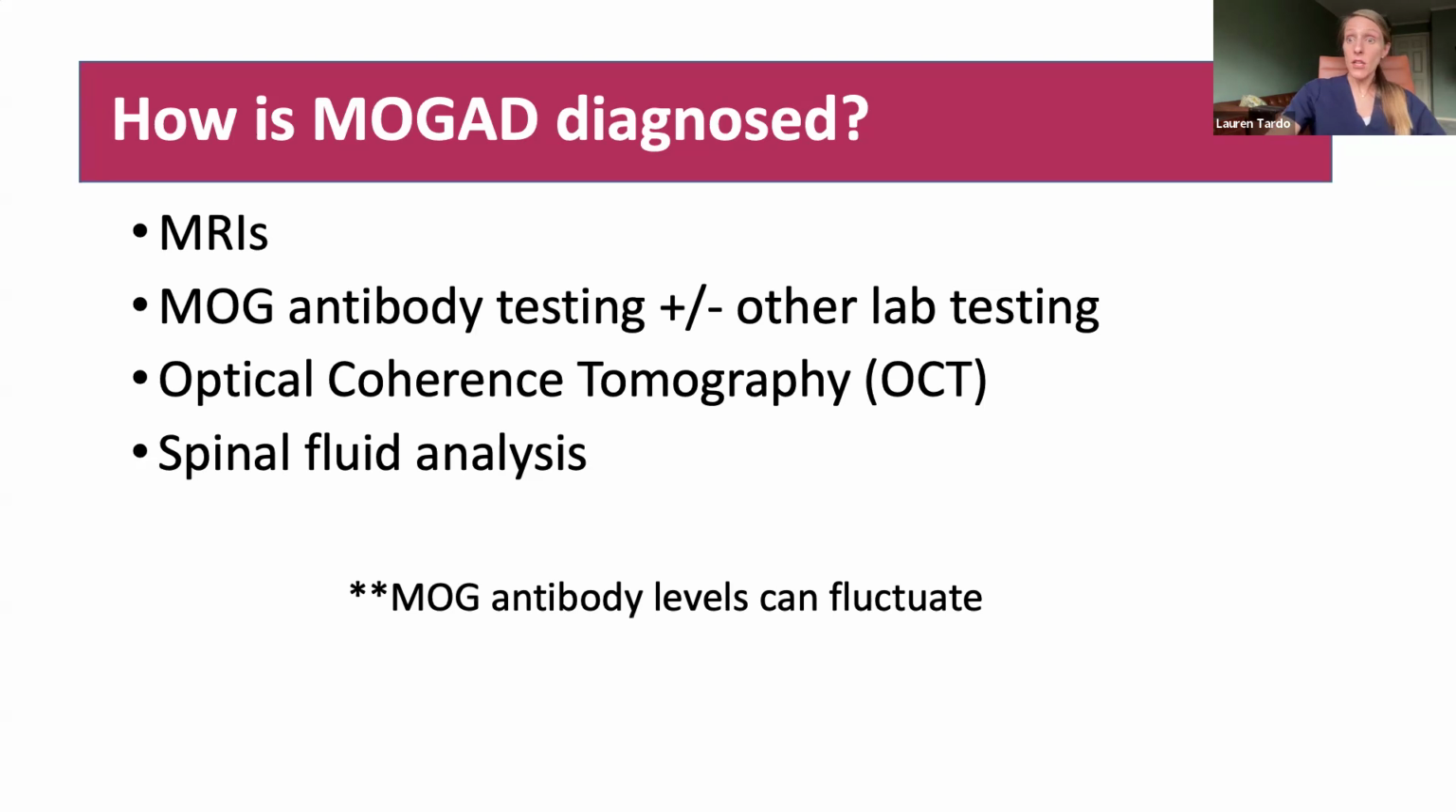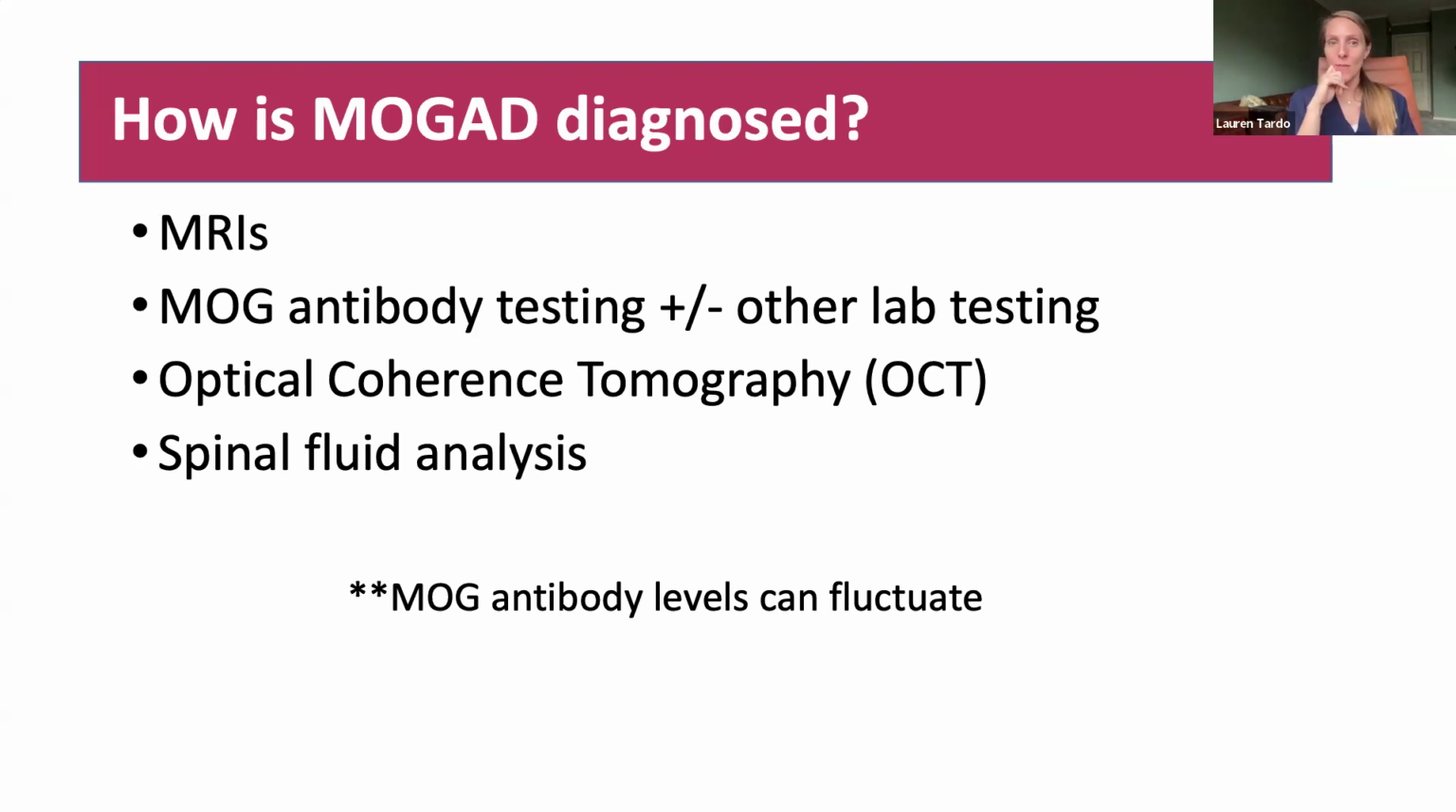One thing to note is that MOG antibody levels can fluctuate, and this is a question I get a lot from my MOG patients. And so patients will be positive, and then seroconvert. So we use that term to say that they transition from a positive antibody to a negative antibody level. And so this can fluctuate over time. And we don't fully know what this means yet.